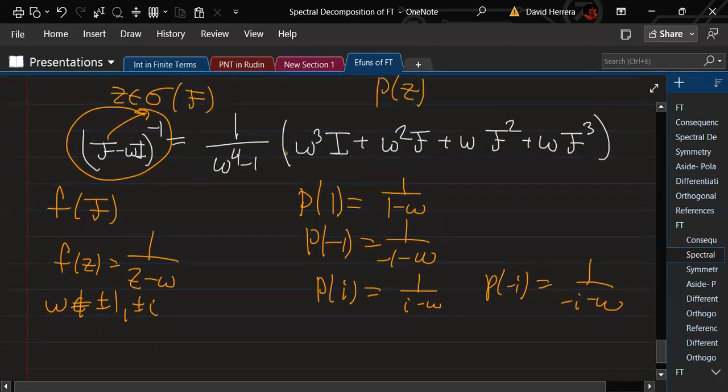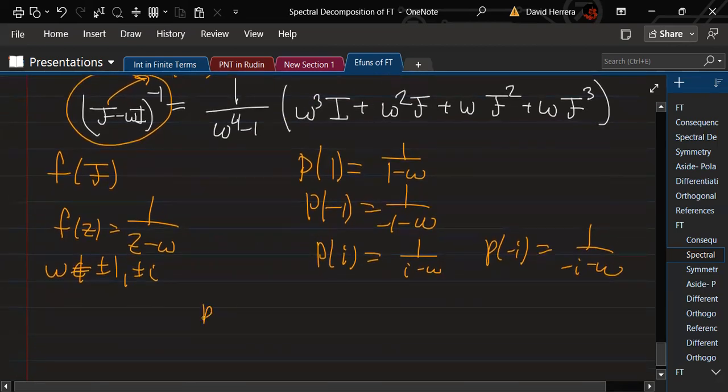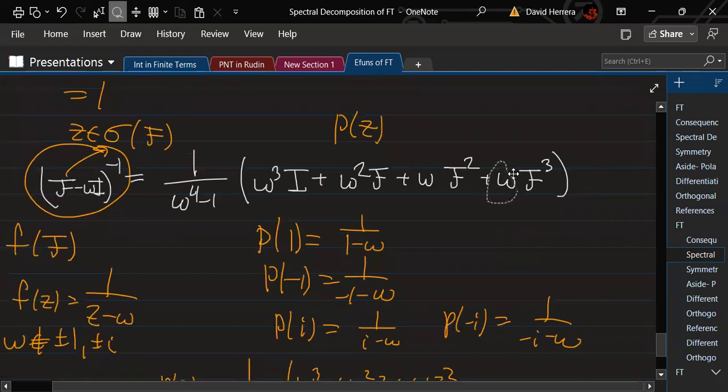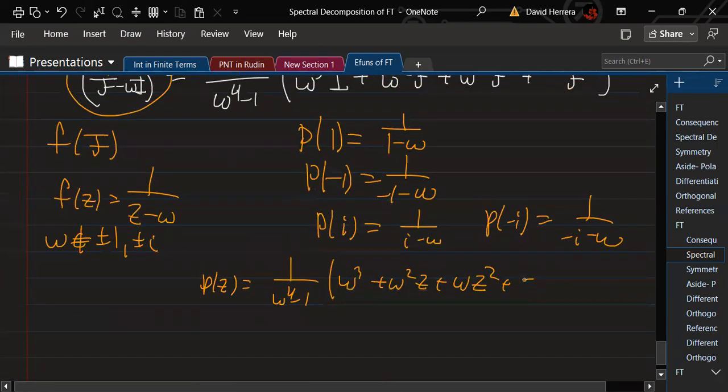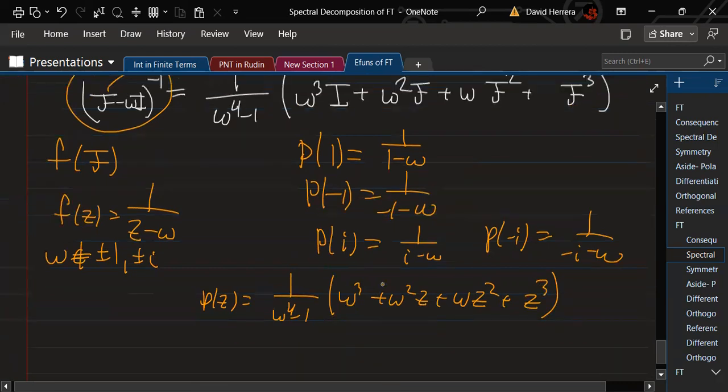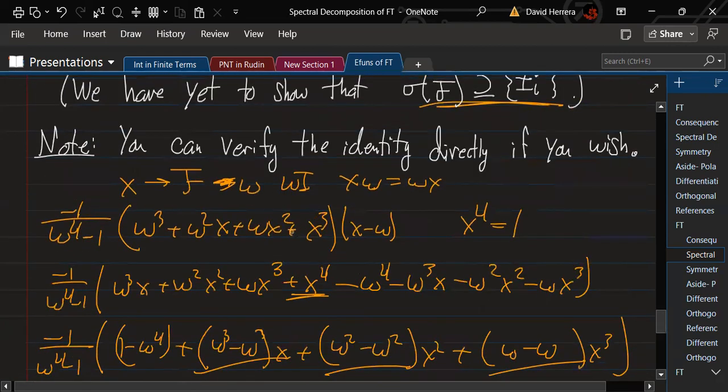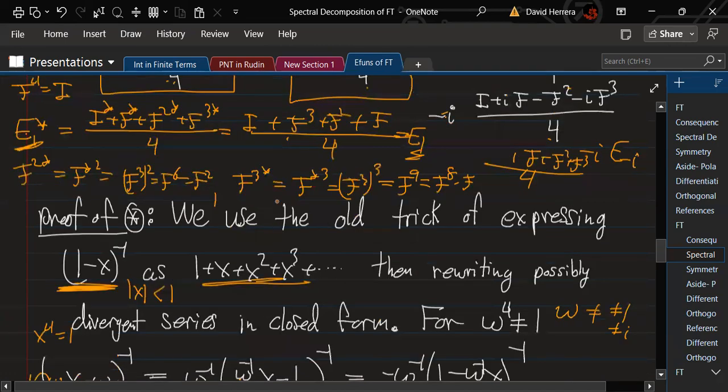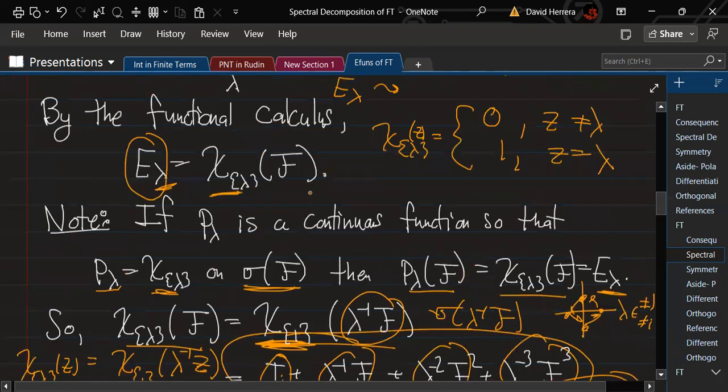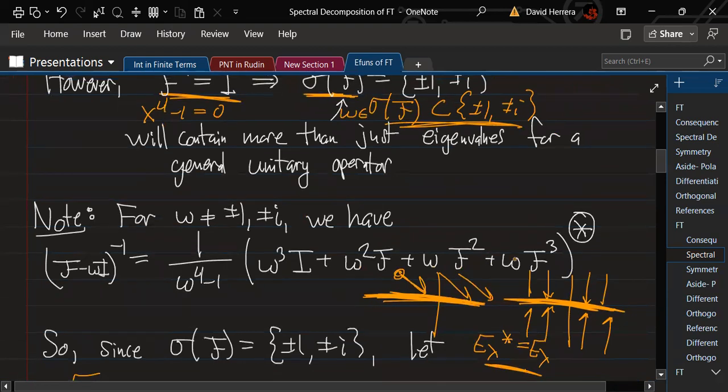And it turns out that this right here is going to be, if I think of p of z as 1 over omega to the 4 minus 1, because remember, this is just a number, and I'm thinking of it as a function of z, it's going to be omega cubed plus omega squared z plus omega z squared plus, oh, I don't think there should be an omega there. That's a mistake. Plus z cubed. And you can see that when I check it, I don't have an extra omega here, so this is a mistake. There's an extra omega. Typo. There should not be an omega here.